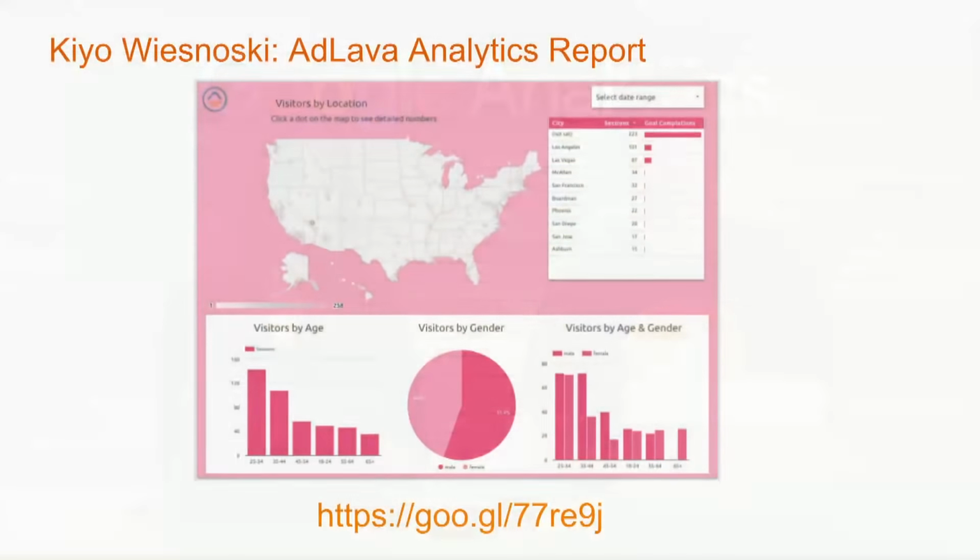Let's move on. This one I really like from Kiyo Wiesnoski, which is her analytics report. We've talked about this before because I remember Kiyo was so stoked when Data Studio first came out. She said, "I can now do my charts in pink." And you might say, well, yeah, great, it's a color. But what we're doing is putting the availability and flexibility into the user's hands. They can do whatever they want.